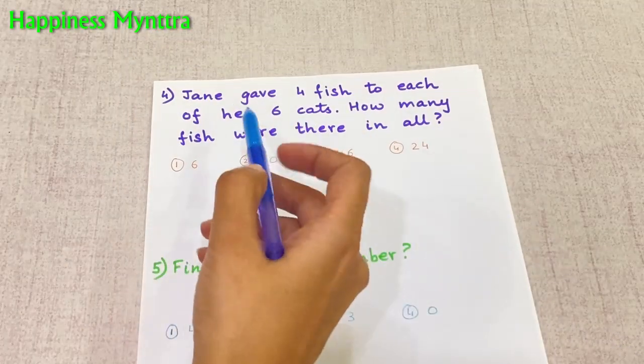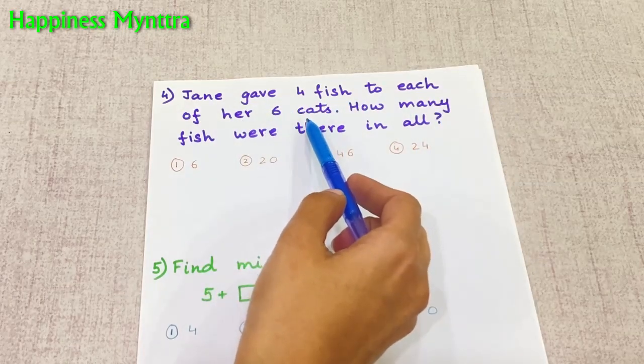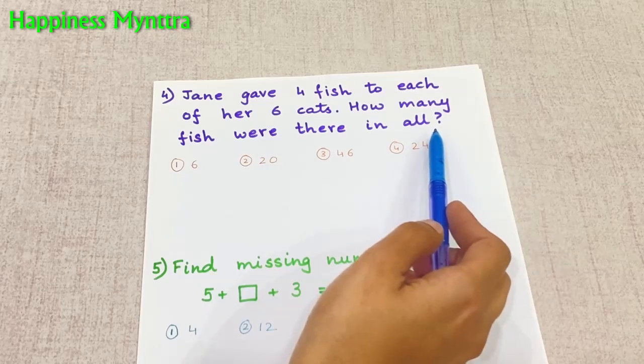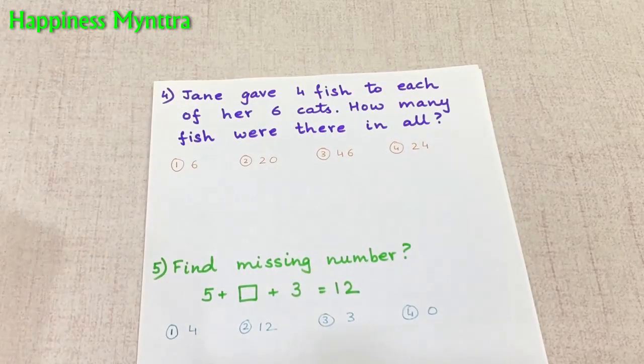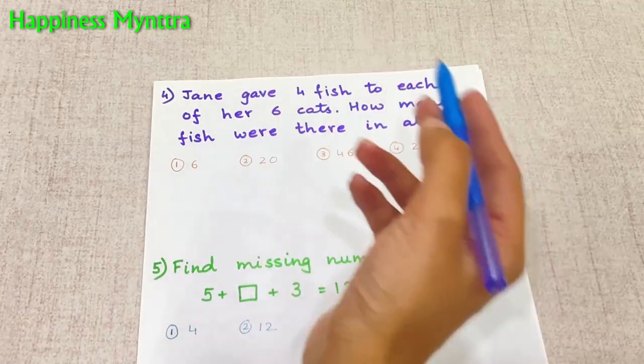Next step. Jane gave 4 fish to each of her 6 cats. How many fish were there in all? Now, since we're targeting it for 6 to 8-year-olds, a 6-year-old might not know the tables. So here they can just draw a diagram or figure it out like that.